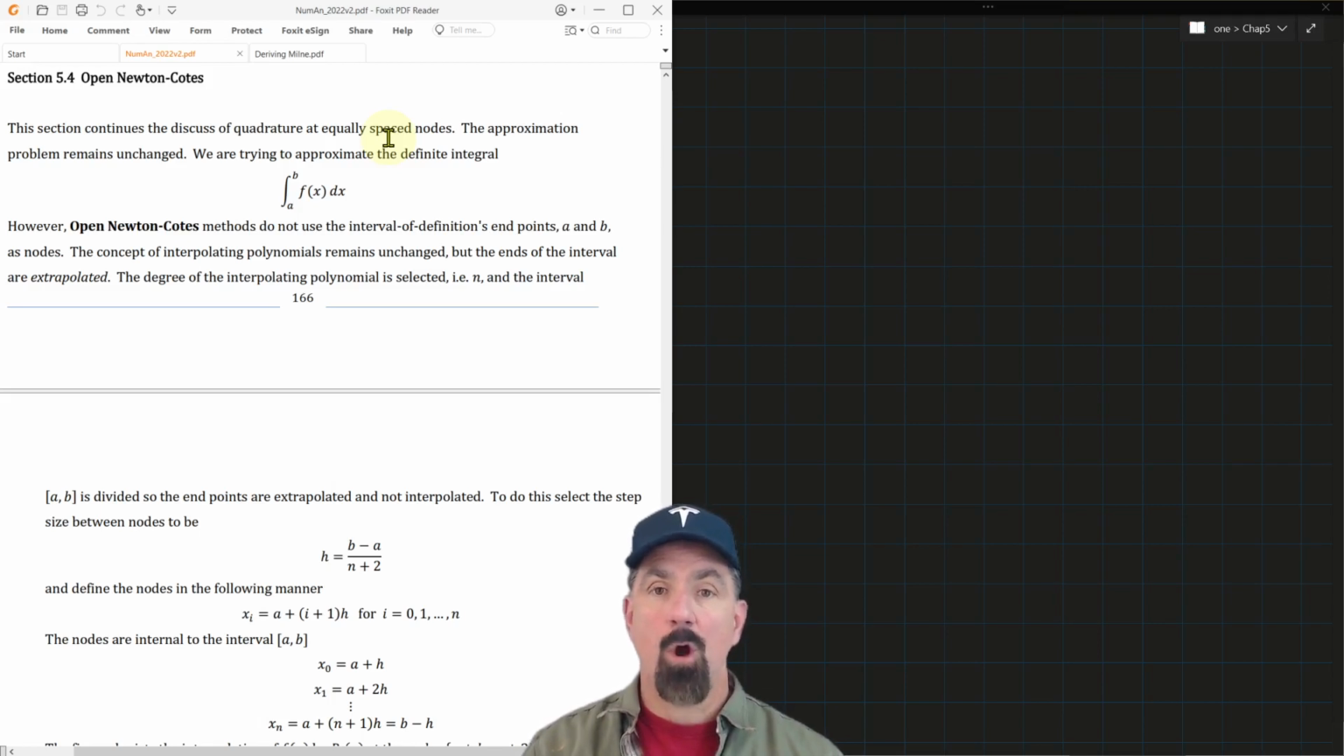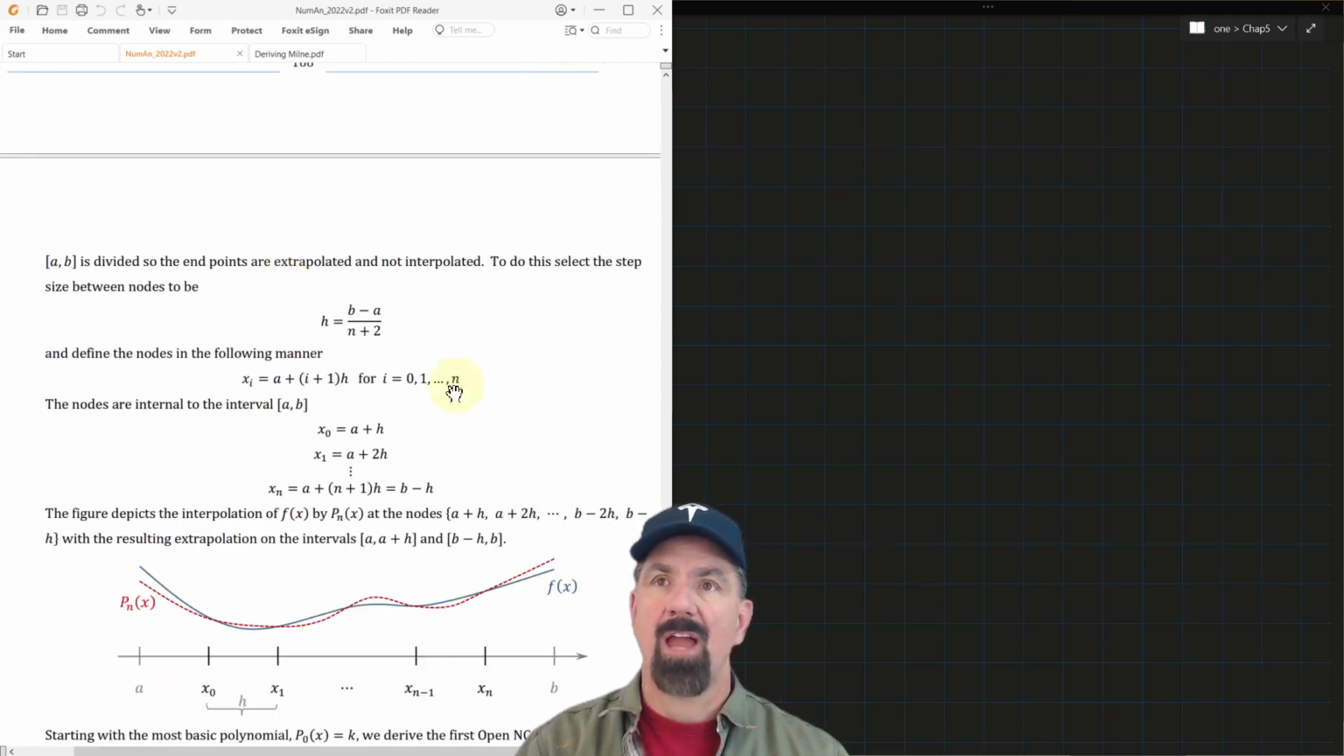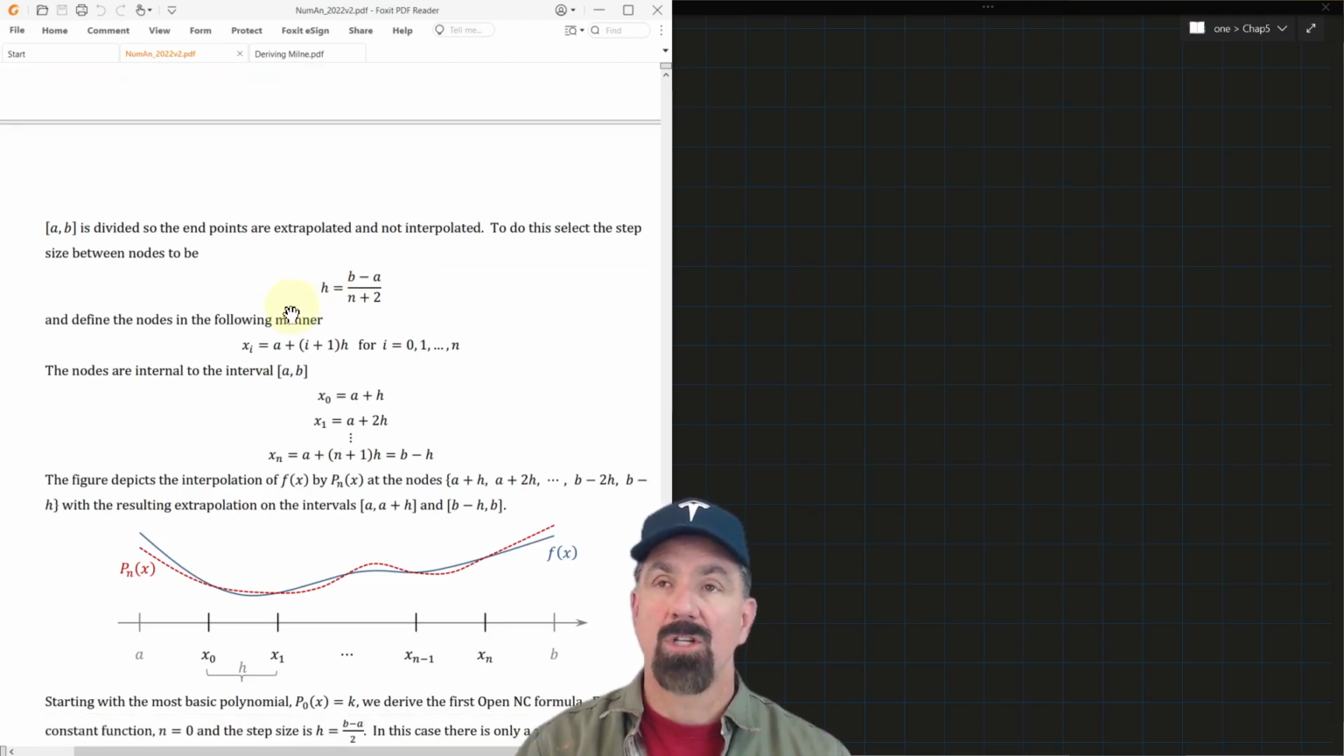The difference is with open Newton-Cotes methods, we are no longer going to use an interpolating polynomial that goes all the way to the ends. And that is described in here along with how we gather up the nodes and determine what our h value is. So keeping track of the step size is an important piece of what we're doing.